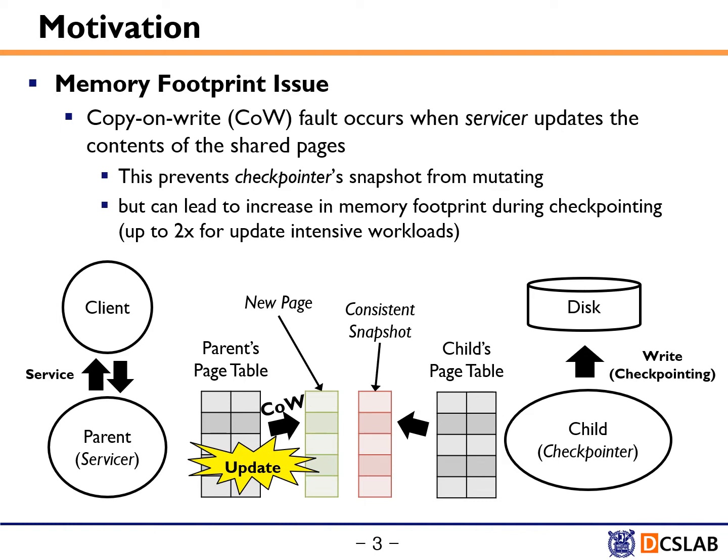Servicer and checkpointer share a copy-on-write mapping. So when a DB client sends an update request to the servicer and the servicer tries to update the contents of the shared pages, then a copy-on-write fault occurs. In such a case, the kernel fault handler allocates a new page, copies the faulting page to the new one, changes the PT mapping, clears the write protection bit in the PT, and finally performs a TLB flush. This prevents the checkpointer's point-in-time snapshot from becoming inconsistent.